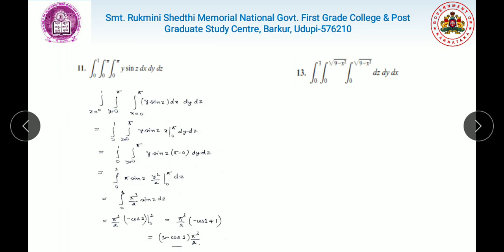Question number 13. Innermost variable is z. Limit for z is given as 0 to square root of 9 minus x square. Next variable is y, and outermost variable is x.